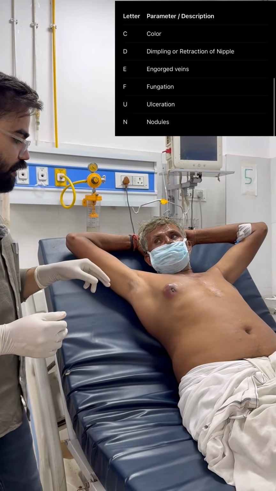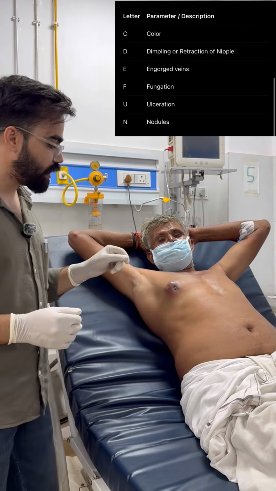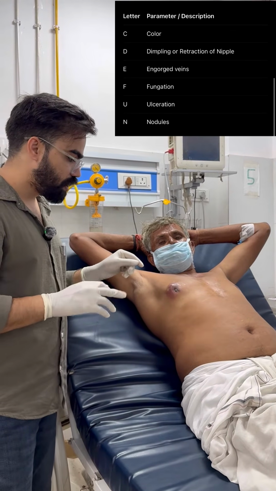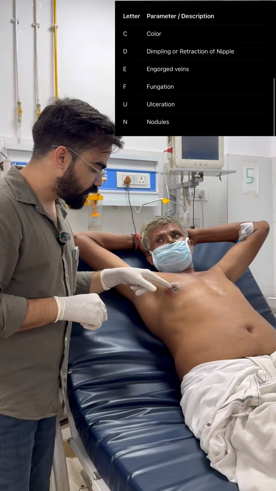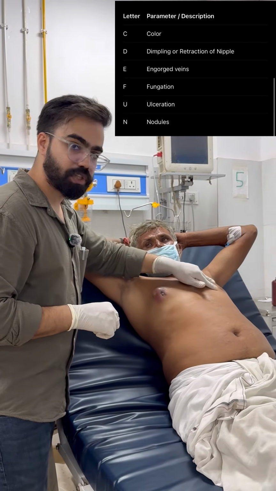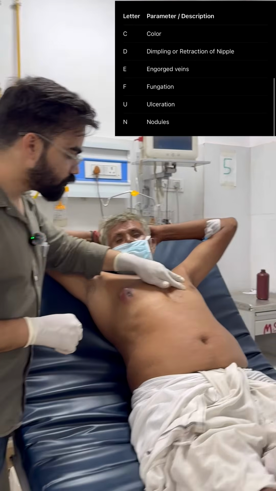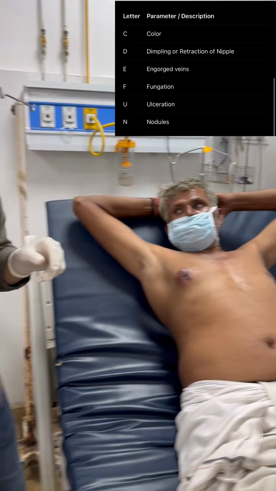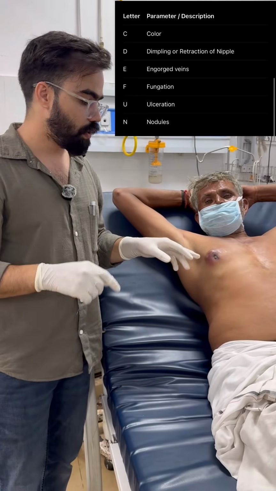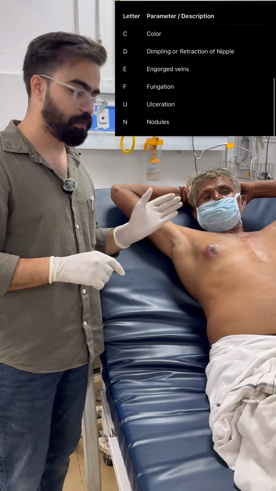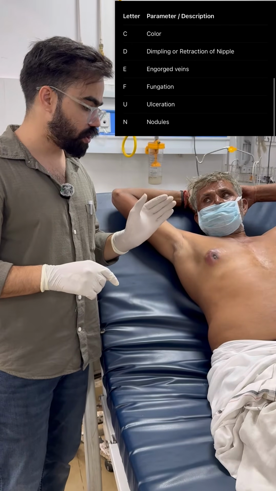Then the second thing is D. What does D stand for? D is dimpling or puckering, or you can say retraction of nipple. Particularly in this case, when I see this nipple, it's not a normal looking nipple when compared to the opposite side. Now, whenever a nipple is retracted, we need to take into consideration the duration of retraction. Whether it is since puberty or childhood, in that case it will be physiological, or the retraction of nipple is recent.